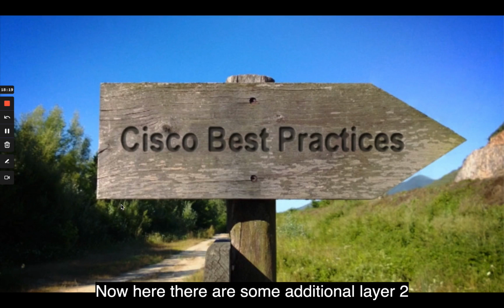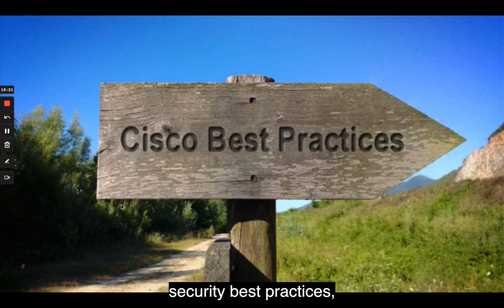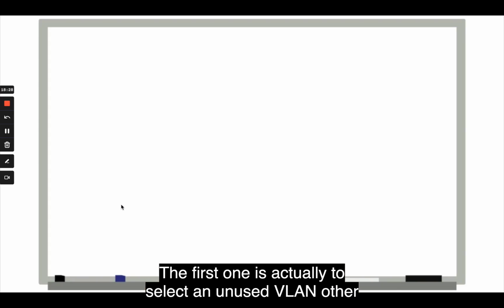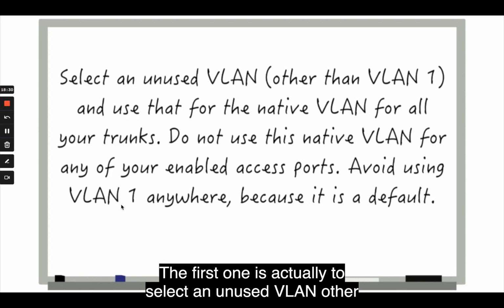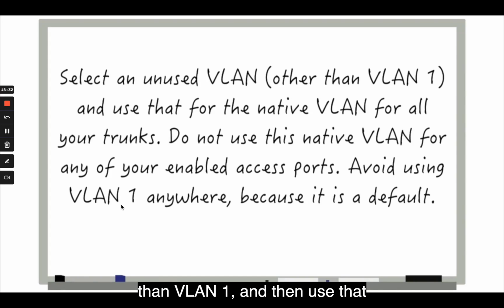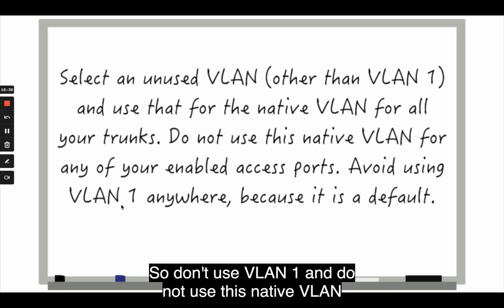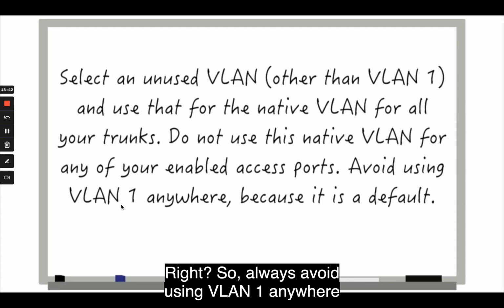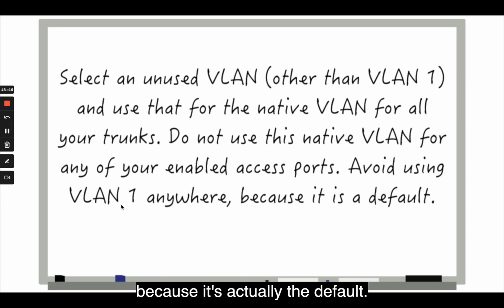Now, here are some additional Layer 2 security best practices for securing your infrastructure against Layer 2 attacks. The first one is to select an unused VLAN other than VLAN 1, and then use that as the native VLAN for all your trunks. So don't use VLAN 1, and do not use this native VLAN for any of your enabled access ports at all, right? So always avoid using VLAN 1 anywhere because it's actually the default.